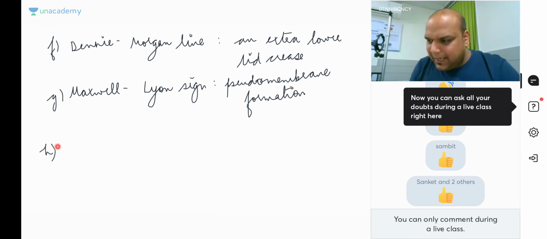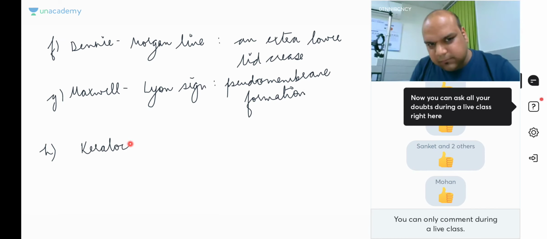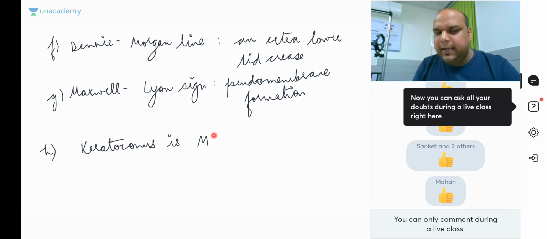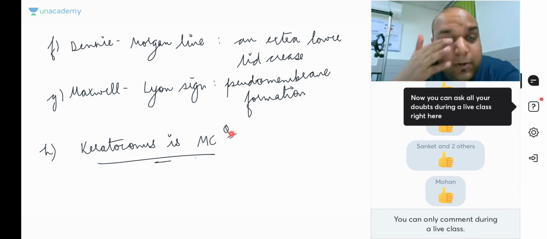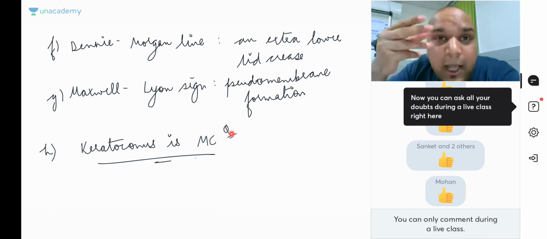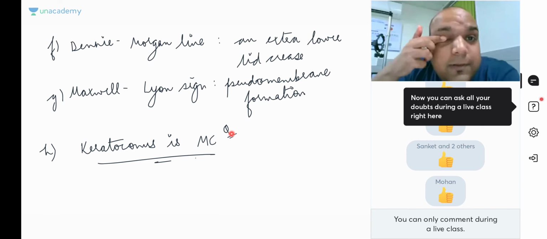Then please remember that keratoconus is more common. I think I had told you this in the keratoconus also today morning. See, why does keratoconus become more common? Because of the itching, the child keeps on rubbing the eye. When you are rubbing the eye, you are constantly putting pressure on the cornea and you are changing the curvature of the cornea. So you will always rub like this. You don't rub like this.